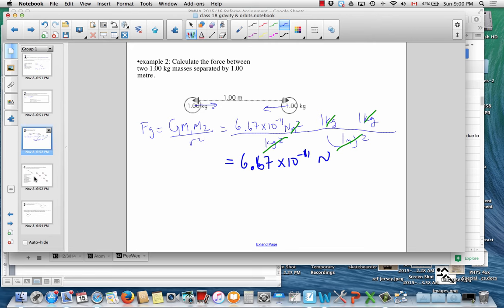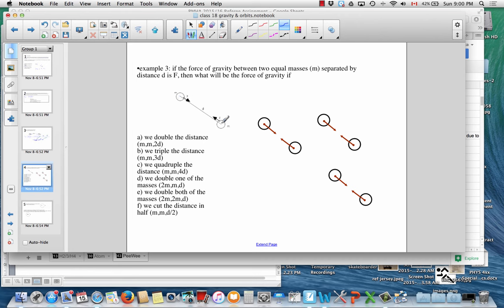Now let's look at what it means to be an inverse square law. Let's imagine that we have two masses separated by distance d, and the force is F. Now, what happens to the force if we double the distance? So let's take this mass and we'll pull it way down to here. Okay, so now, is the force the same, or is it smaller, or is it bigger?